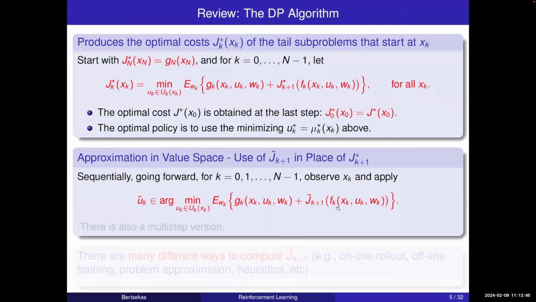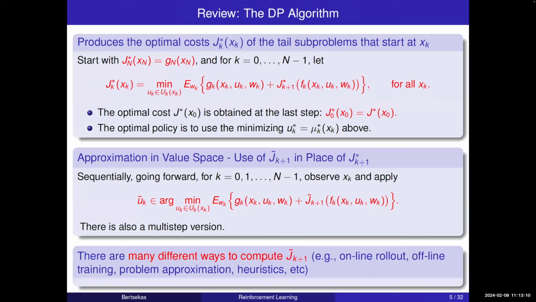It's obtained in some way. There's also a multi-step version of this where we solve this exact dynamic programming problem with a limited depth, and we use jk plus L star as a terminal cost for each of the leaves of this dynamic programming calculation. So there are many possible ways to compute jk plus one tilde. In fact, 90% of the field of reinforcement learning is looking for ways to compute this. Some examples are using some kind of problem approximation, offline training via a neural network, or using heuristics online to approximate jk plus one tilde. Are there any questions so far?